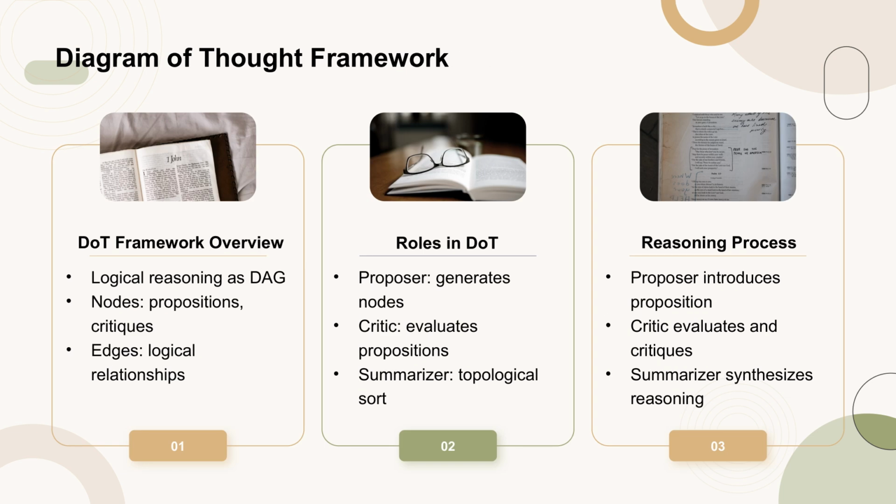The Diagram of Thought framework models logical reasoning as a directed acyclic graph, DAG. In this framework, nodes represent propositions, critiques, and refinements, while edges denote logical relationships. The acyclic nature ensures the reasoning process avoids circular dependencies. Within the DoT framework, the LLM manages three roles. The proposer generates propositions, the critic evaluates them, and the summarizer synthesizes the reasoning. The reasoning process begins with the proposer introducing a proposition, followed by the critic's evaluation. Based on the critique, the proposer refines the proposition. This cycle repeats until the propositions are verified, after which the summarizer synthesizes the reasoning into a coherent chain of thought.